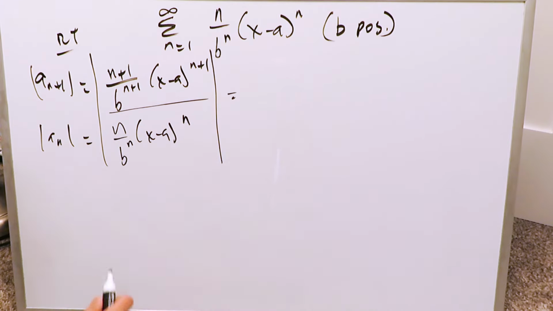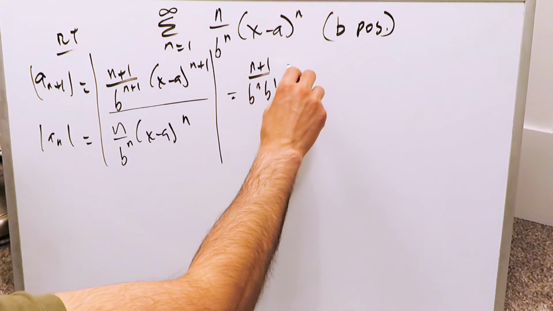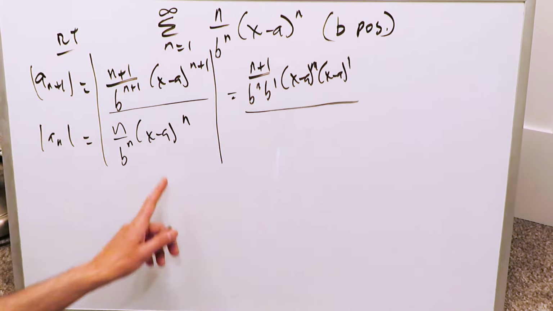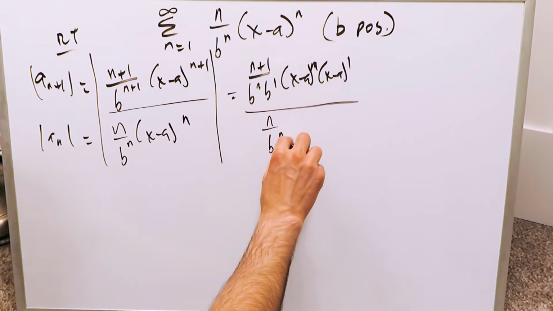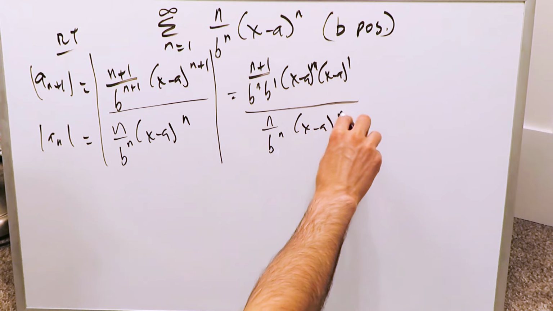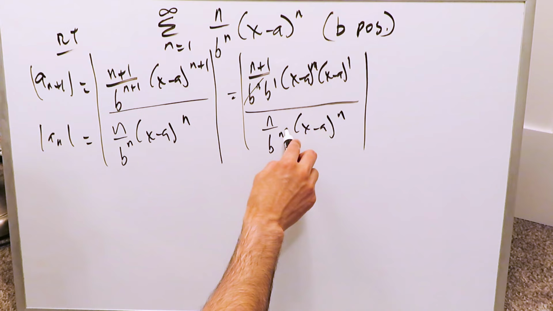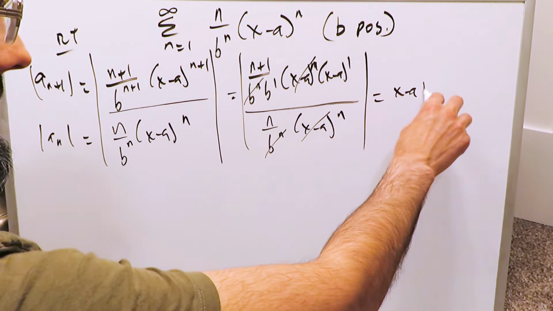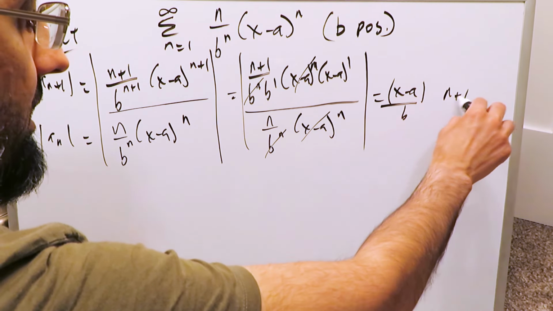Open everything here using your algebra, your laws of exponents, all of that. You'll have n plus 1 divided by b to the n, b to the 1 times x minus a to the power of n, x minus a to the power of 1. The denominator is not going to generate much other than what you already have. N divided by b to the n. You have x minus a to the power of n. All of this in absolute value. Cancel your like terms. This cancels out with that. That cancels out with this. What remains is x minus a divided by b, and then you have n plus 1 divided by n.